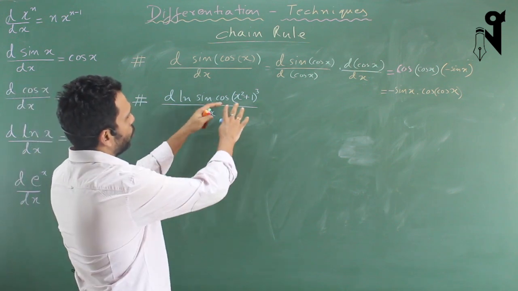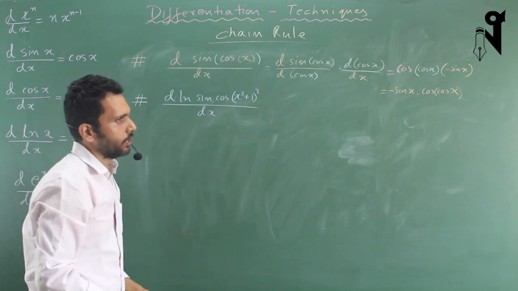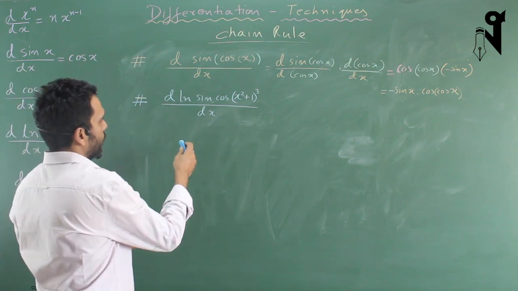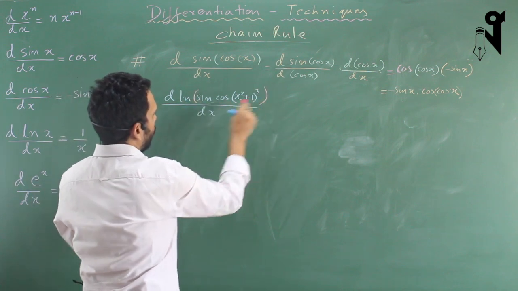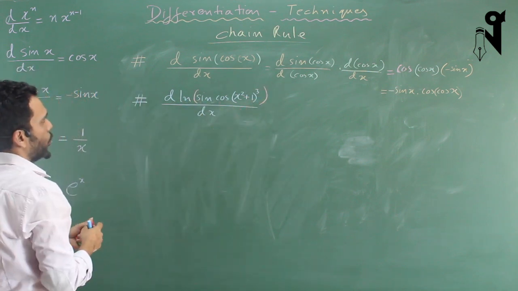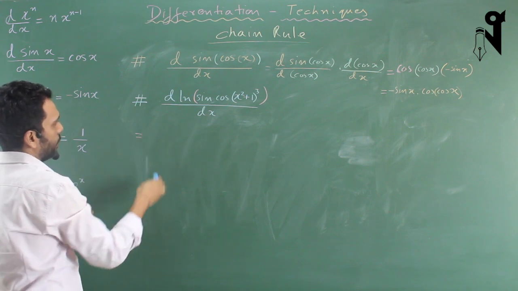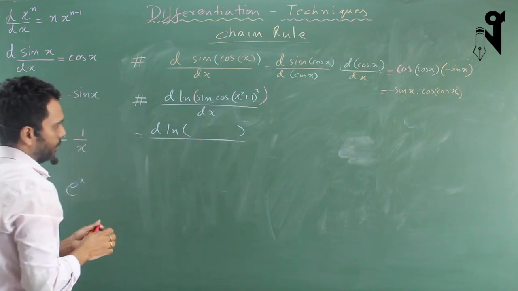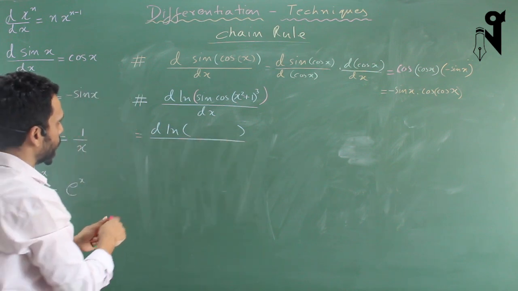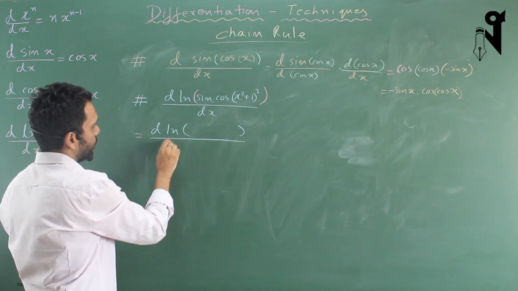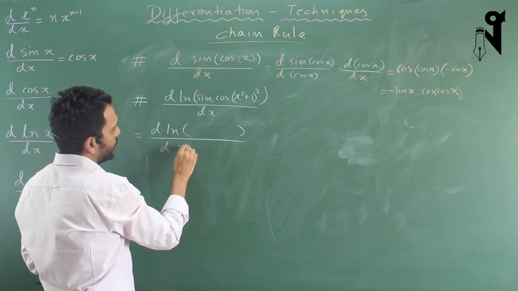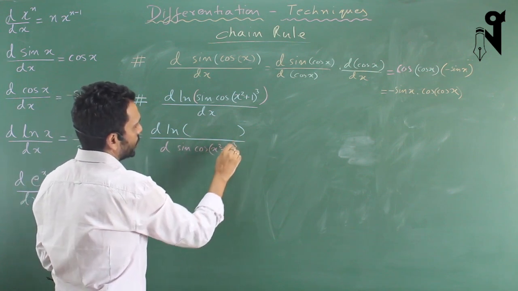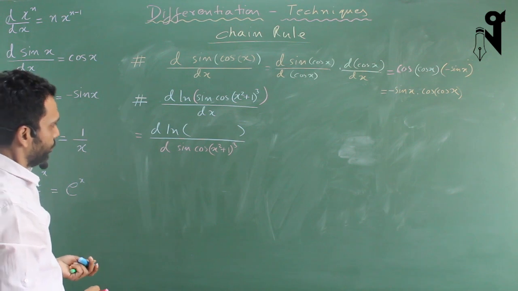Again, I'll read it as, is it a cos of something? Is this function a cos of something? No, it is not. Is it a sine of something? No, it is not. It's a log of something. It is for sure a log of something. So how to start with this? D log of whatever thing with respect to that thing. What is that thing? That thing is sine of cos x square plus 1 whole cube.